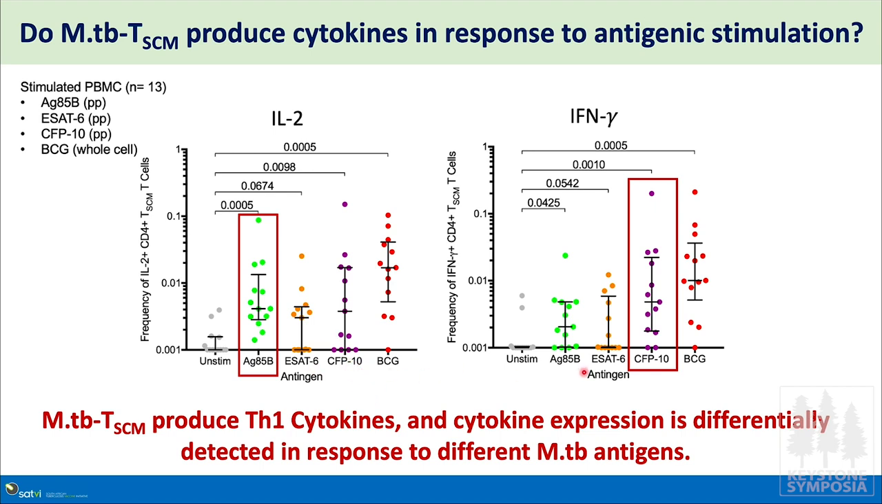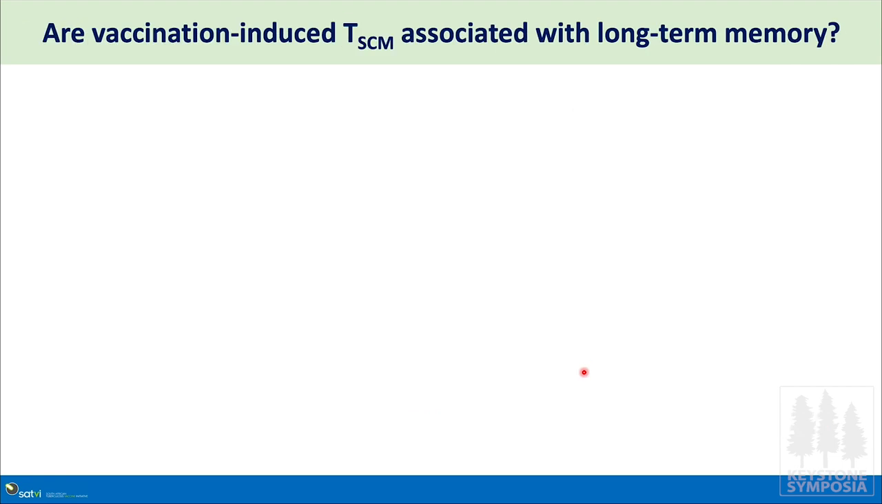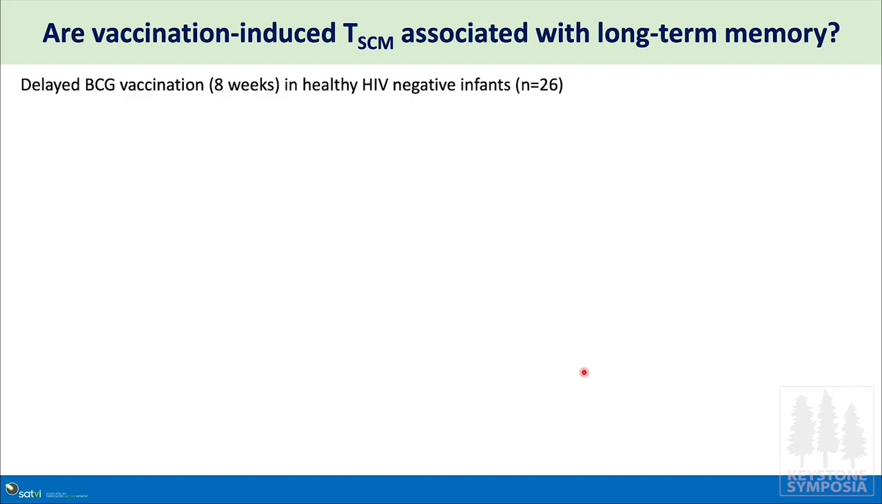So finally, one of the key features of stem cell memory T cells is maintaining a long-term pool of memory T cells and having very high proliferative capacity in the absence of antigen. So to determine if TSCMs in the context of mycobacterial antigens contribute to long-term proliferative potential, we measured immune responses in BCG-vaccinated infants 10 months post-vaccination. So these infants were healthy HIV-negative infants.